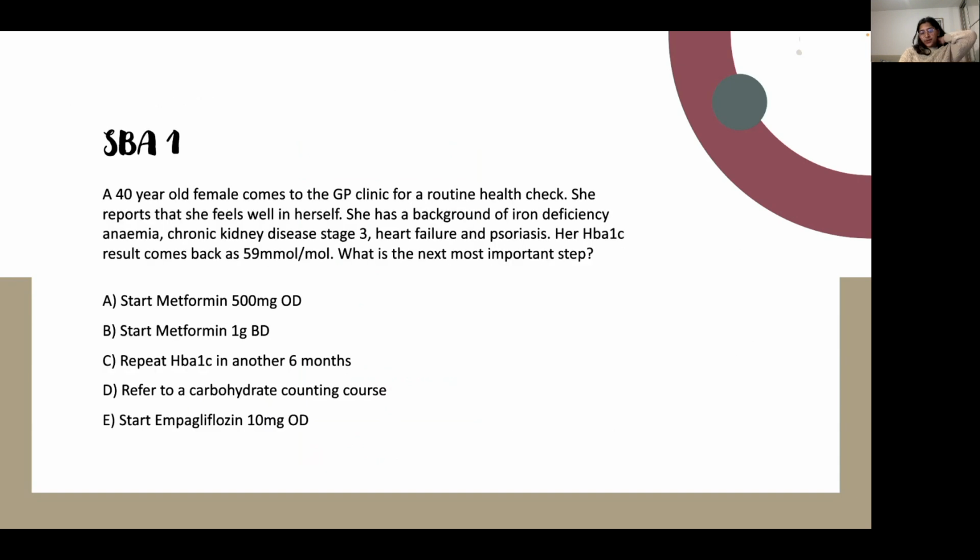So we're going to come back to our SBA that we had at the beginning. I'll read it one more time, and in the meantime, you can have a think about what you think the answer is. A 40-year-old female comes to the GP clinic for a routine health check. She reports that she feels well in herself, has a background of iron deficiency anemia, CKD stage 3, heart failure, and psoriasis. Her HbA1c comes back as 59 millimoles per mole. What is the next most important step?